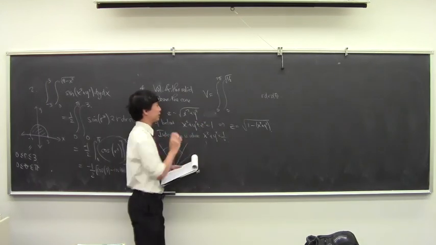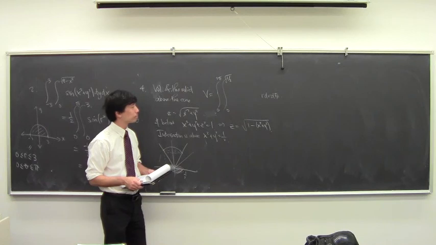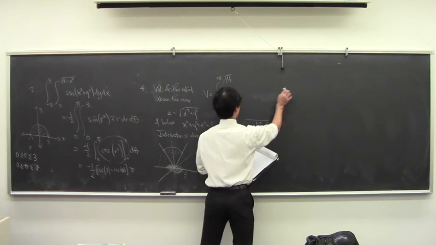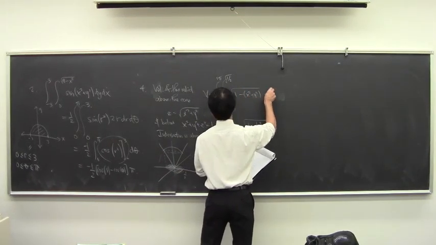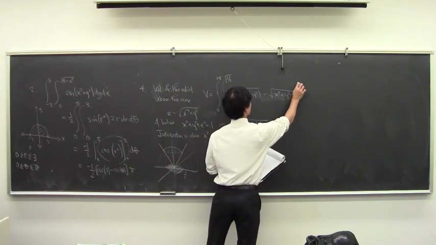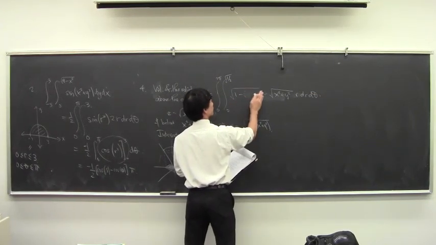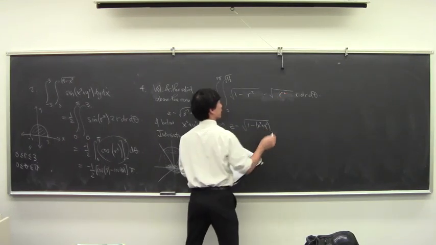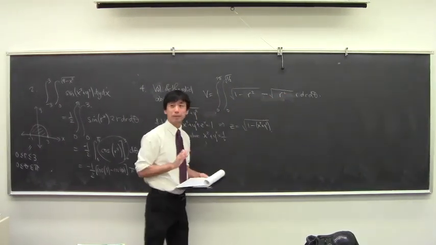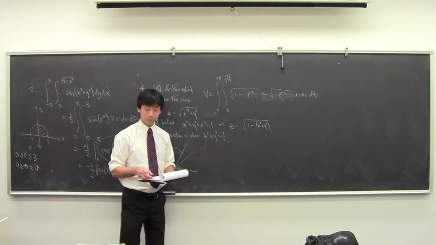So here we have the square root of 1 minus x squared minus y squared, and then you subtract the square root of x squared plus y squared. But remember, we have to change it to polar, so then you get the square root of 1 minus r squared, and then just minus r. Okay, so that's the integral, and then you would do it. Pretty straightforward, I hope.